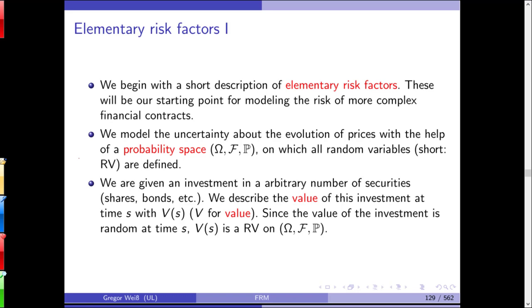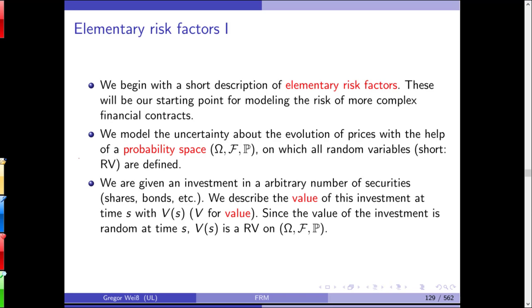We model the uncertainty about the evolution of prices, risk factors, interest rates, etc., with the help of a so-called probability space, Omega, F, and P, on which all random variables are defined. I've only included this on this slide for a very simple reason.